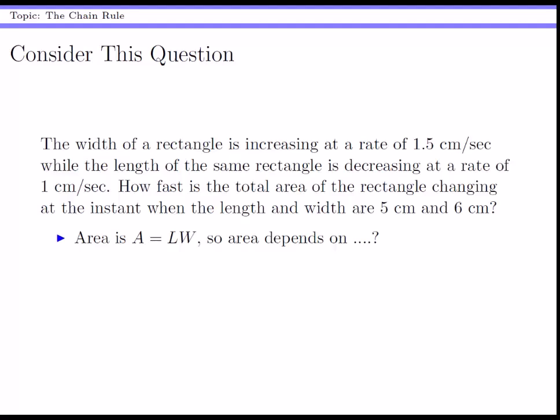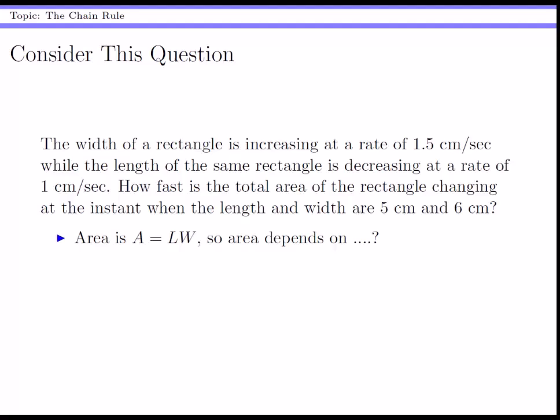We have a rectangle, and the width of the rectangle is increasing, say at 1.5 centimeters per second. The length of the same rectangle is decreasing at a rate of 1 centimeter per second. How fast is the total area of the rectangle changing at the instant when the length and the width are 5 and 6 centimeters each?